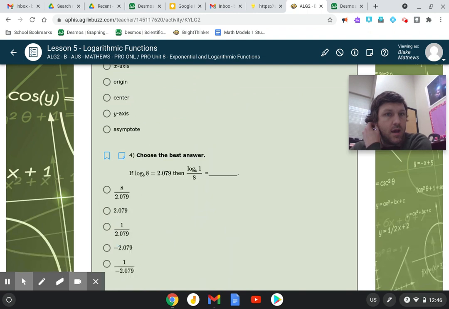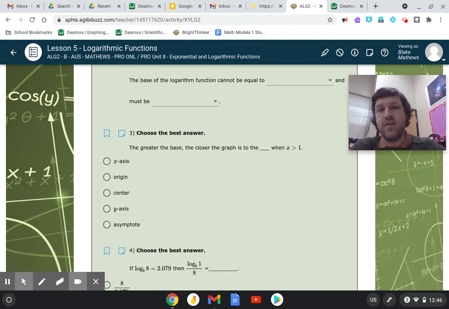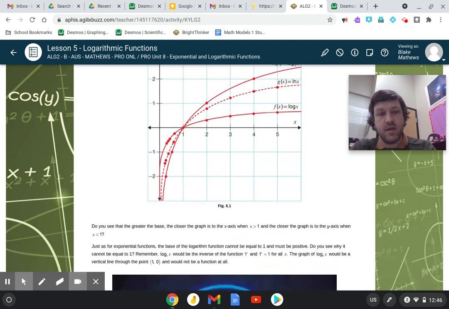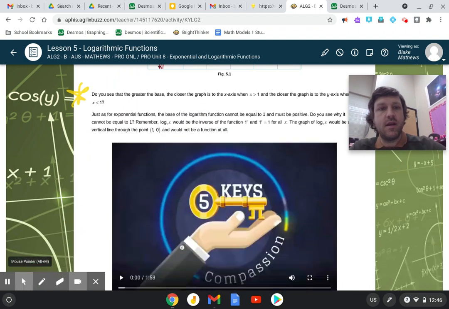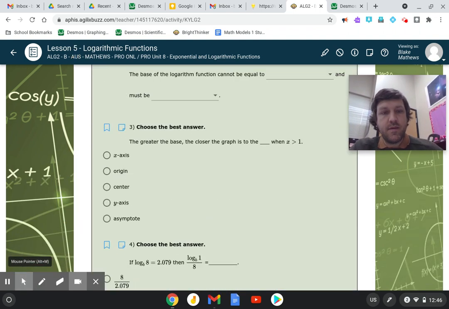All right. Then we go to number 3, the greater the base, the closer the graph is to blank when x is greater than 1. That's going to be described right here in the lesson. So you can just read that right there. That's right below the graph. Then we get number 4.